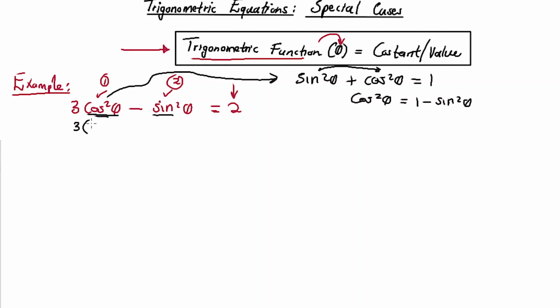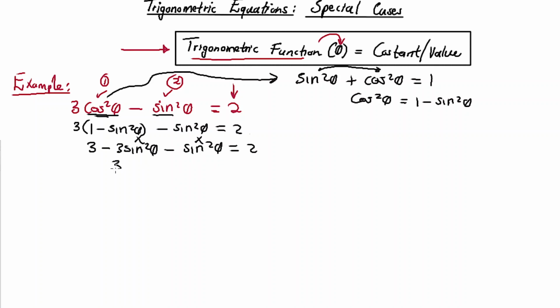Meaning that this is going to be 3 in bracket the cos squared. In terms of sine, it's 1 minus sine squared theta, minus sine squared theta equal to 2. Let's multiply. I'm now left with 3 minus 3 sine squared theta minus sine squared theta equal to 2. This and this are like terms. So minus 3 minus 1, that's minus 4 sine squared theta equal to 2.